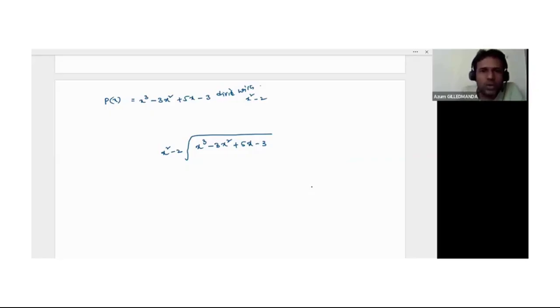Now, how to get the multiplier? So the first term here is x cube, right? The first term in the polynomial divided by the first term in the divisor. So x cube by x square, you'll get x, right? x cube you can write as x square into x. So x square gets cut, so you'll get x. So the multiplier for me here is x, right? Now multiply with this. So x square into x is x cube.